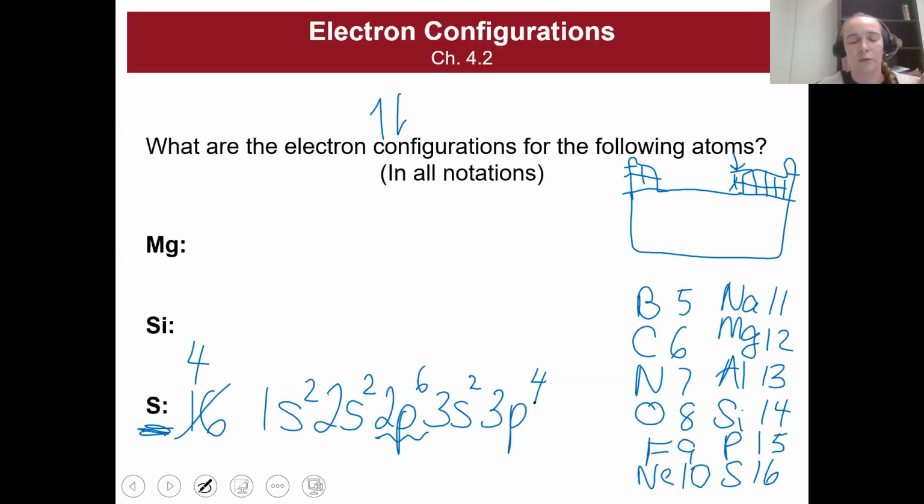So our electron configuration is going to be 1s2, 2s2, 2p6, 3s2, 3p4. So the exponents, they're not really exponents, but these superscripted numbers should add up to the number of electrons in that atom, which is 16.